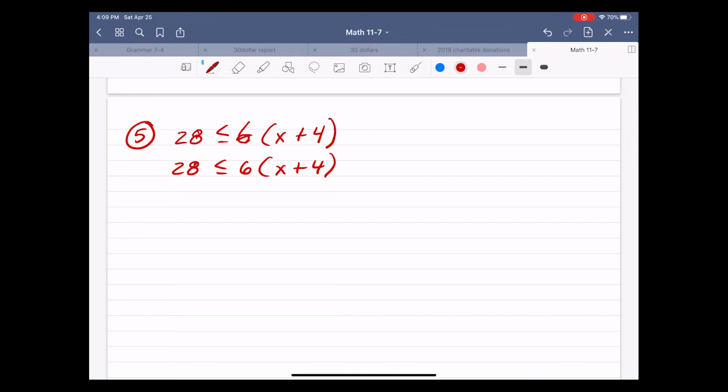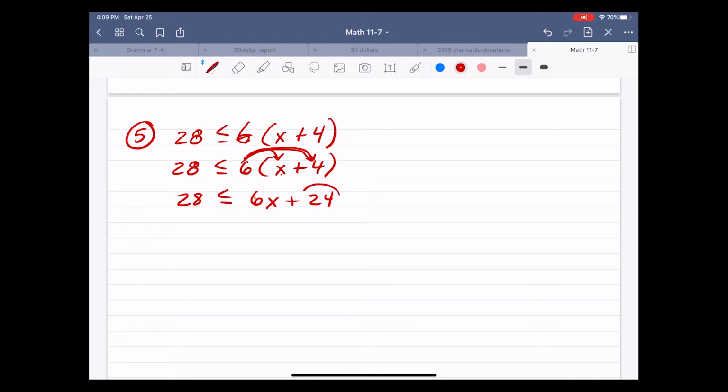28 is less than or equal to 6 times the quantity of x plus 4. First, I'm going to use the distributive property. And I've got 28 is less than or equal to 6 times x is 6x. 6 times 4 is 24.